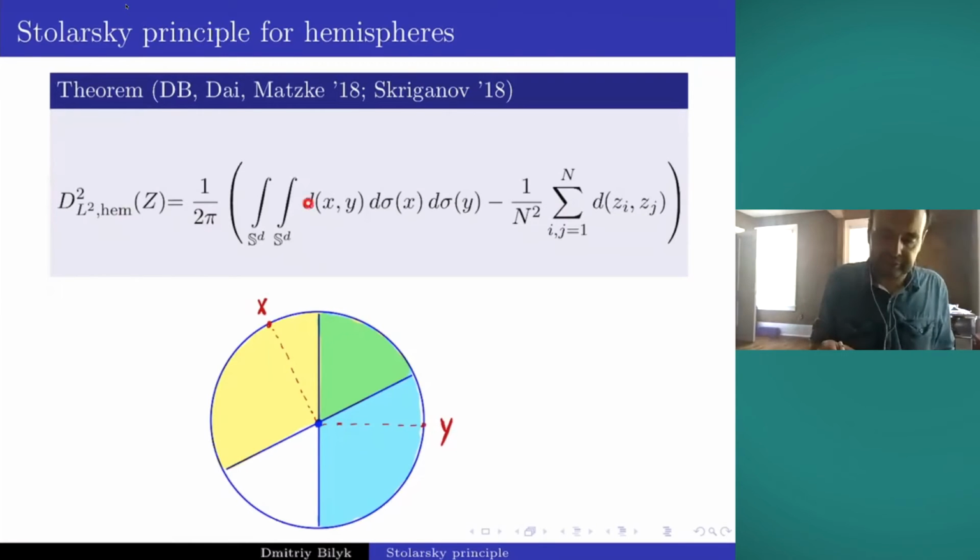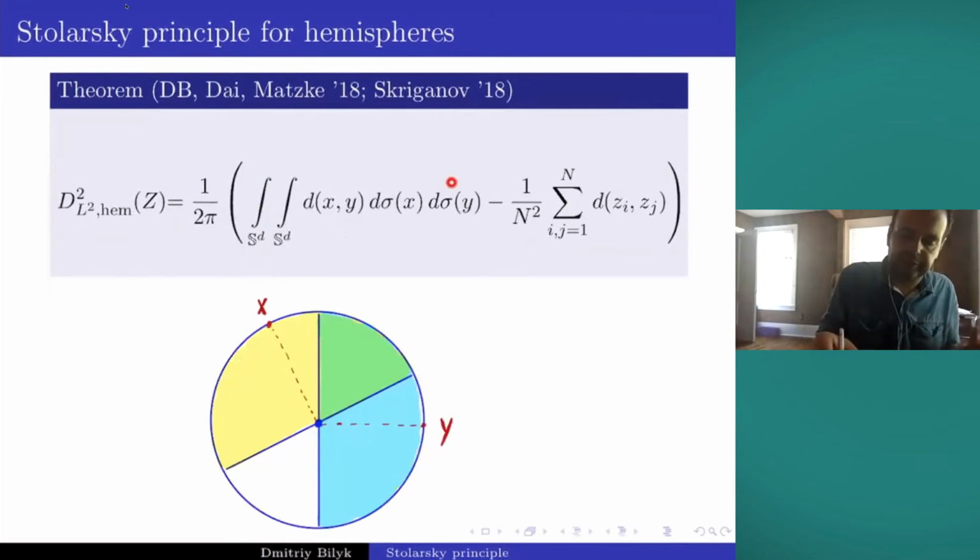Then you get the same Stolarsky principle, but with a much nicer constant independent of the dimension and with the geodesic distance here instead of the Euclidean distance. Okay, and it's very easy to see. The argument is still the same, but what you have to observe is that the area of the intersection of two hemispheres depends linearly on the geodesic distance, or the angle between these two vectors. That's essentially all. Okay, well, the integral here is very easy to compute.